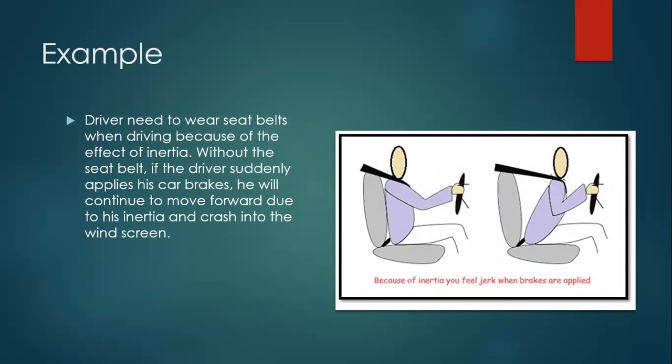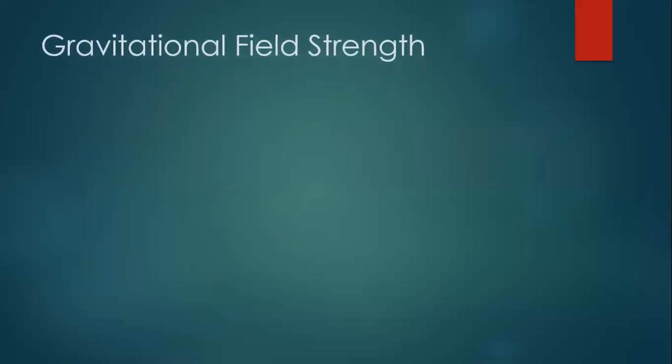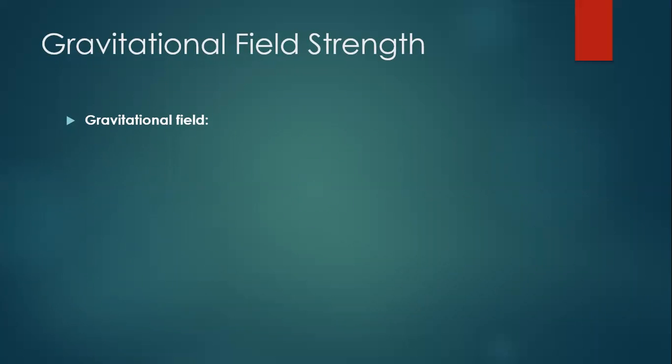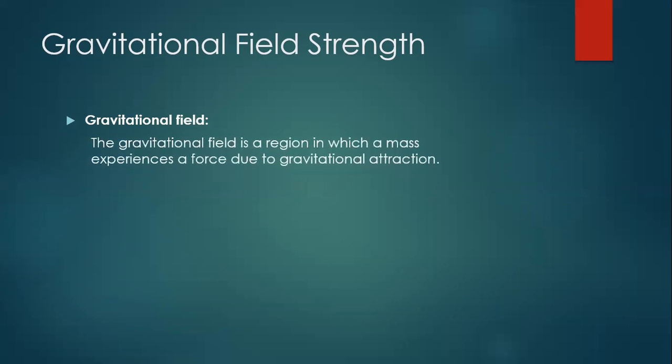Okay, my dear student, that's it for inertia. Now, our next topic is gravitational field strength. Before discussing gravitational field strength, you must know what the gravitational field is. A gravitational field is a region in which Earth attracts everybody towards itself. It is the gravitational field. It means our Earth is a gravitational field. That is the definition of the gravitational field: a region in which a mass experiences a force due to gravitational attraction.